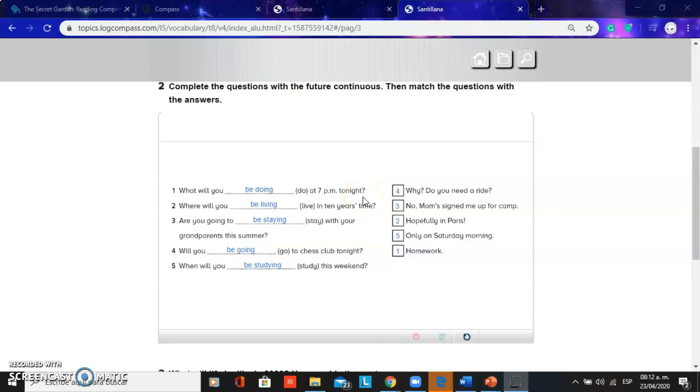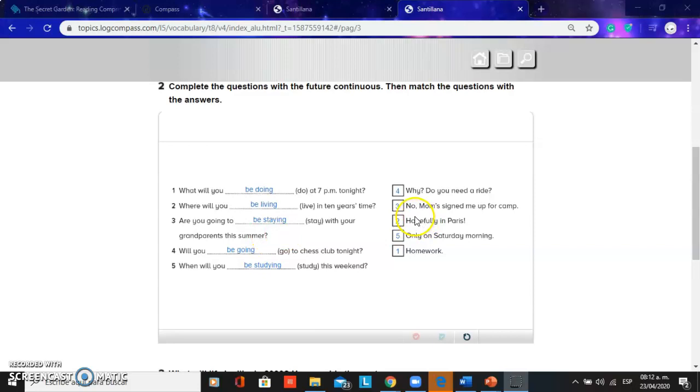Okay, what is the answer for that? Checking the options that you have on the other side. Homework. Okay, what will you be doing at 7 p.m. tonight? Homework. I will be doing my homework. Okay, for the number 2, where will you be living in 10 years' time? Hopefully in Paris. Okay, so complete and put here number 2. Number 3, are you going to be staying with your grandparents this summer?